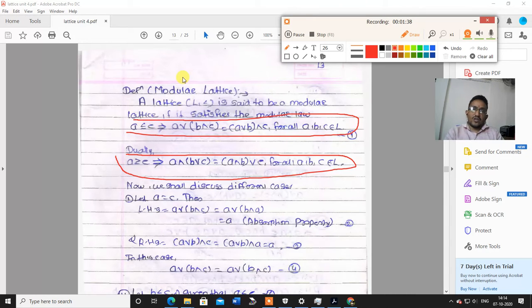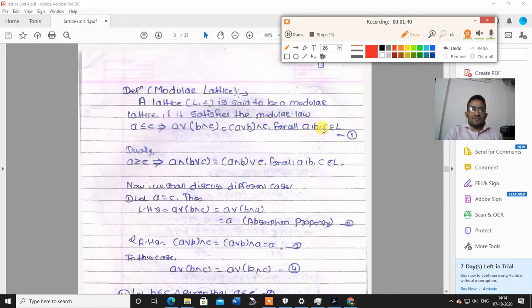Okay, which is important. So we have discussed some different cases. Case first: let A is equal to C. Then what is the LHS of the given equation 1 here? LHS is equal to A join (B meet C). Here A is equal to C, therefore B meet C. Therefore by the absorption law we can see that this value becomes A.